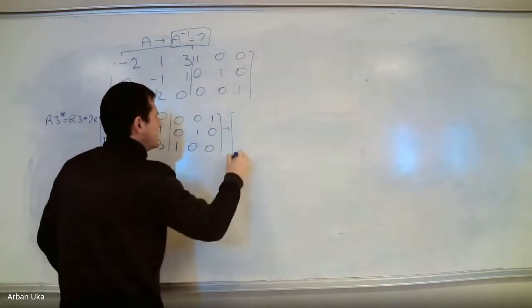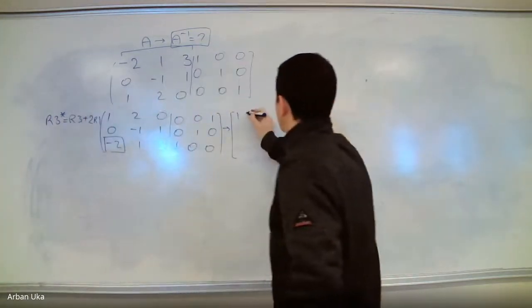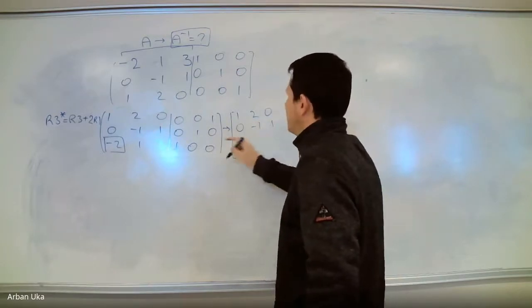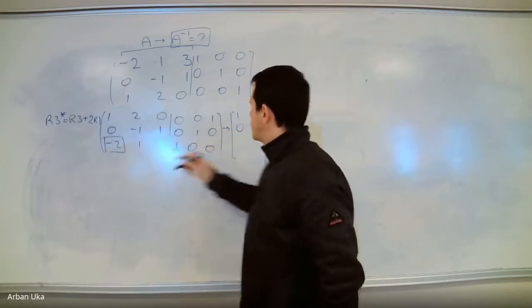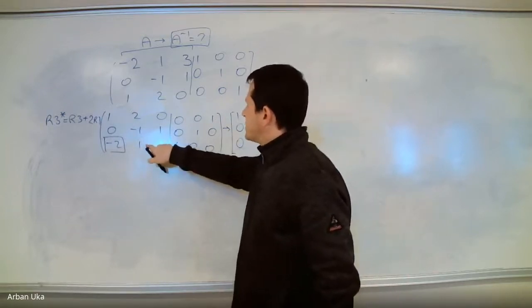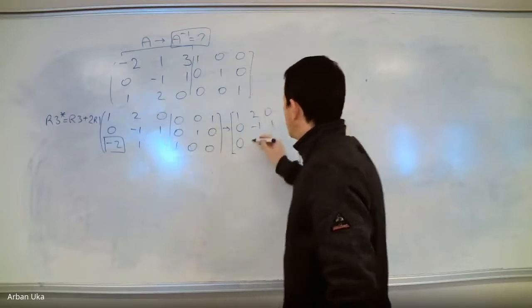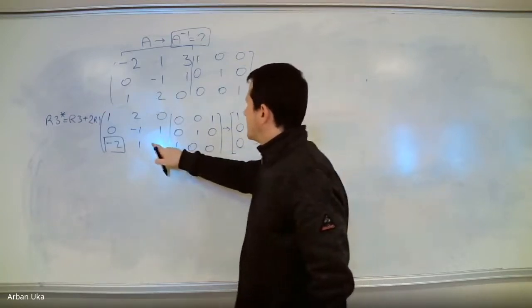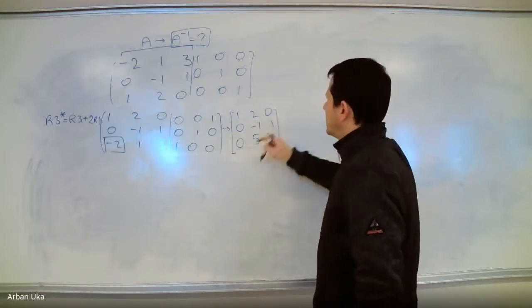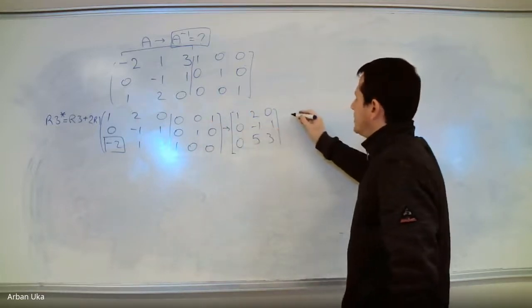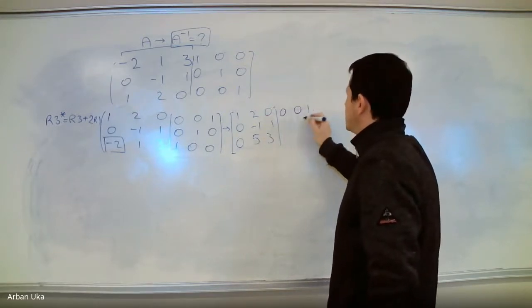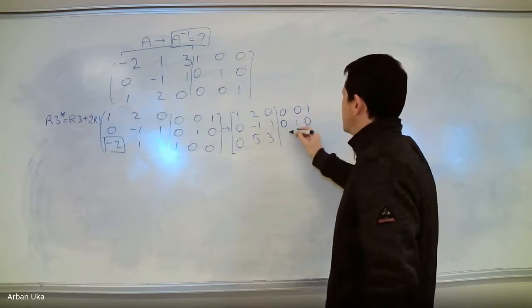So then, let's see. We get here 1, 2, 0. 1, 2, 0. 0, minus 1, 1. And then we do here, minus 2 plus 2, this is 0, okay? Then we have 1 plus 2 times 2, 1 plus 4, this is 5, and this is 3 plus 2 times 0, this is 3, okay? Then let's do the same thing here. So this is the identity matrix. This is 0, 0, 0, 0, 1, 0.